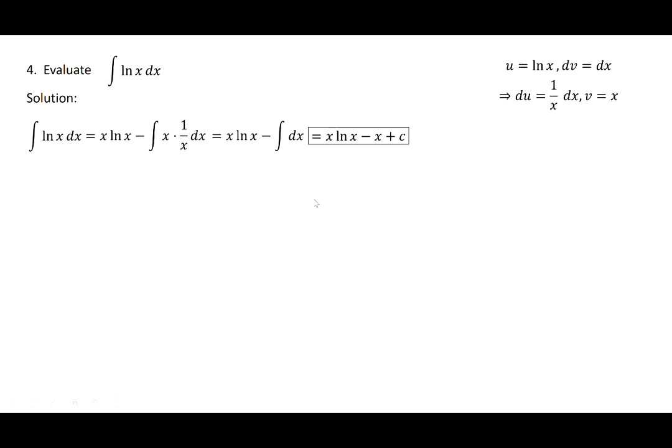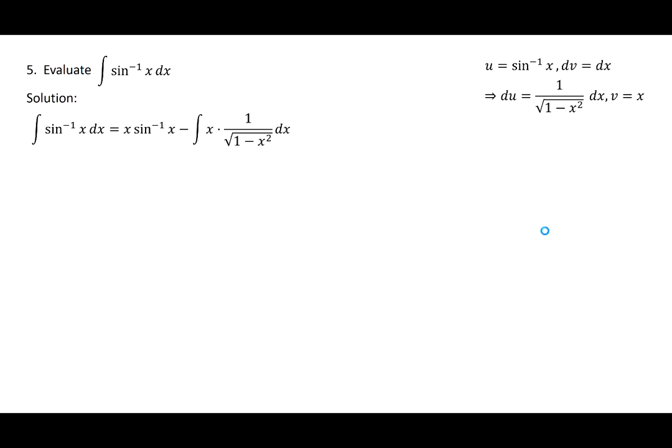As simple as that. This is one that you may have to memorize. What is integral of natural log of x? X natural log of x minus x plus c. Okay, if you cannot memorize it, no big deal. You can always resort to this integration by parts method and quickly figure it out. Cool. All right. Next, evaluate integral sine inverse of x dx.